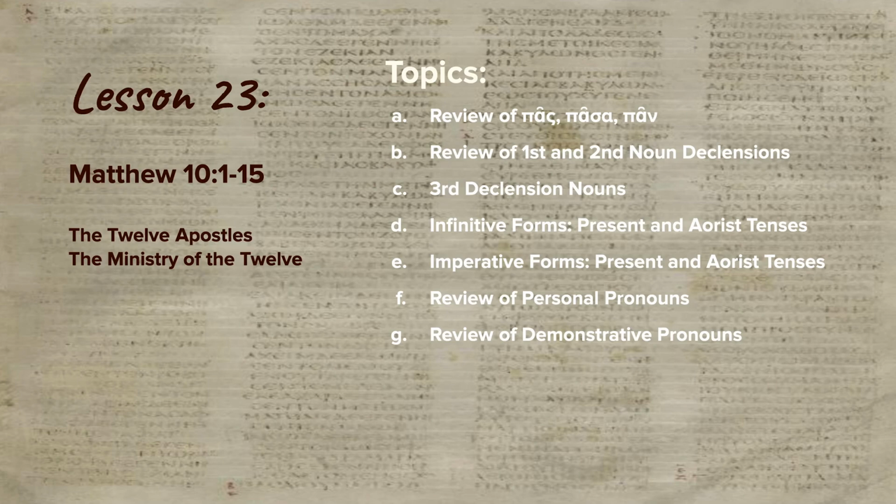In today's lesson, we'll be reading through Matthew chapter 10, verses 1 through 15, which covers the 12 apostles and the ministry of the 12. Our topics will be a review of πᾶσα πᾶν, which means every or all, a review of first and second declension nouns, an introduction to third declension nouns, a review of infinitive forms, but going into much more detail about how you form them, especially the present and aorist tenses, and then also imperative forms, the present and aorist tenses. Finally, we'll finish with a review of personal pronouns and demonstrative pronouns.